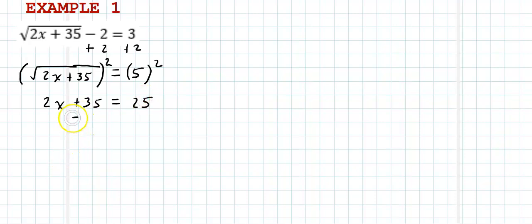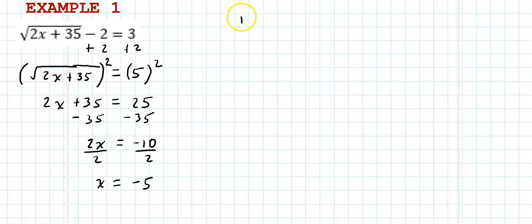Now we need to subtract 35 from both sides, and the left side is 2x equals 25 minus 35, which is equal to negative 10. Now divide by 2 on both sides, and the answer is x equals negative 5.